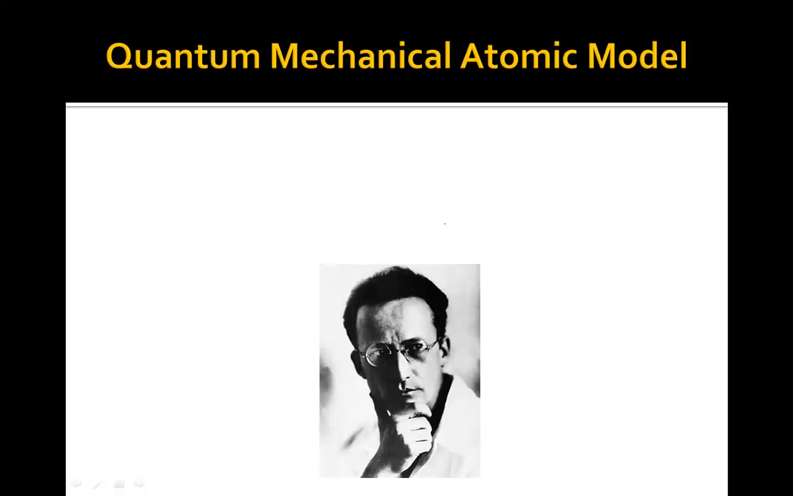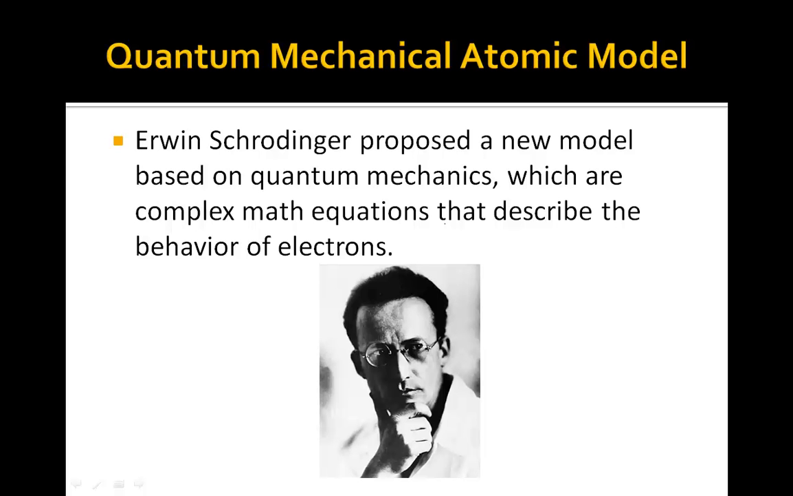So let's go to this gentleman right here. His name is Erwin Schrödinger. Schrödinger proposed a new model that's based on what's called quantum mechanics. Quantum mechanics is just a bunch of complex mathematical equations that describe the behavior of electrons. They also describe some of the other parts of the atom, but more specifically we want to see how these electrons are behaving.